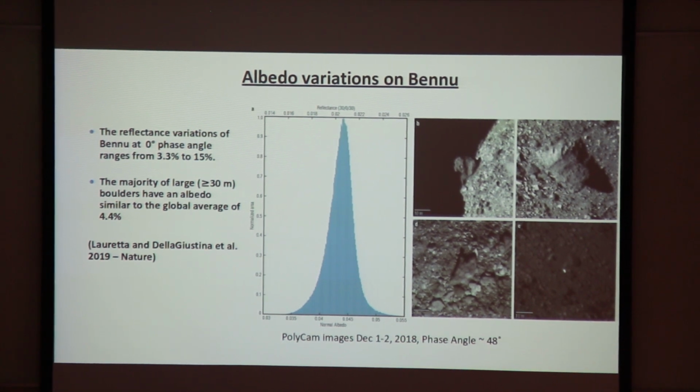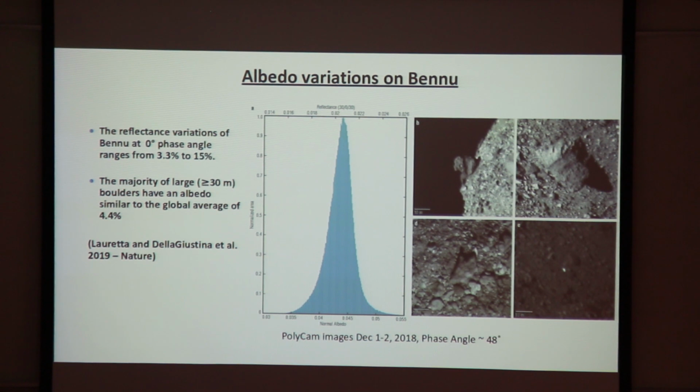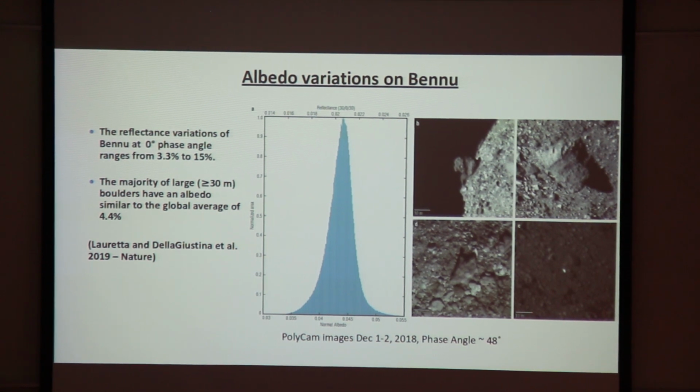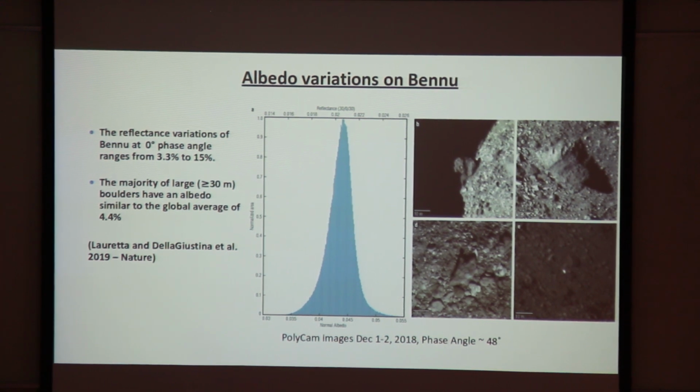So in this case, these units around here are about 50% of normal albedo, and some faces of boulders seem to be very reflective, especially a feature like Bin, which was the largest boulder, which has a very steep face and very high reflectance.